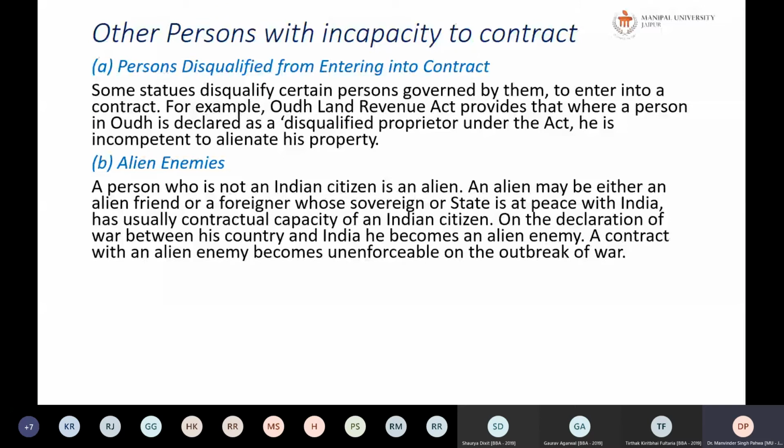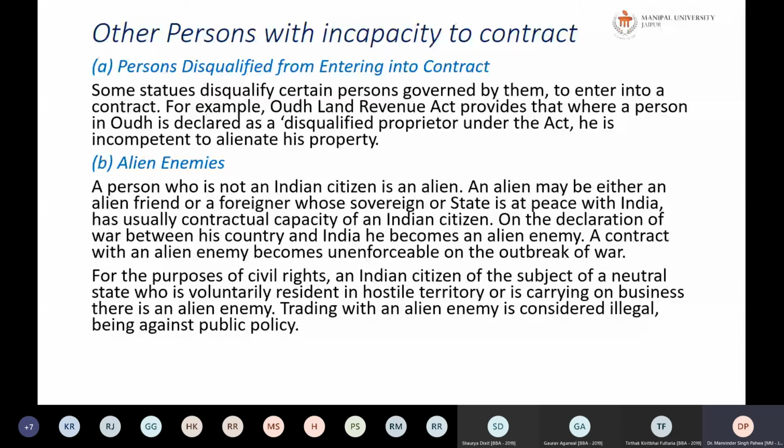An alien is whoever is not an Indian citizen, and every person will be a citizen of at least one country. So a person who is not a citizen of India will be an alien, and he becomes an enemy when a war breaks out. If war breaks out, you cannot enforce agreements with those countries with whom the war has broken out.